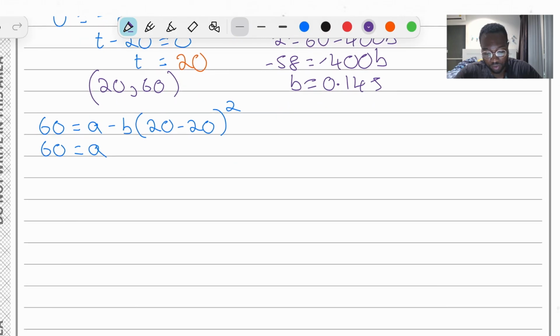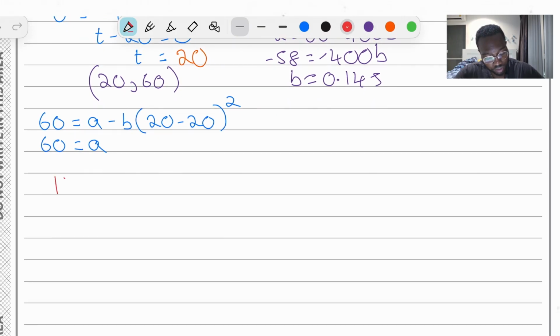But we're not done yet. We have to write the equation now. So the equation is h is equal to 60 minus 0.145, and then in brackets (t minus 20) all squared.